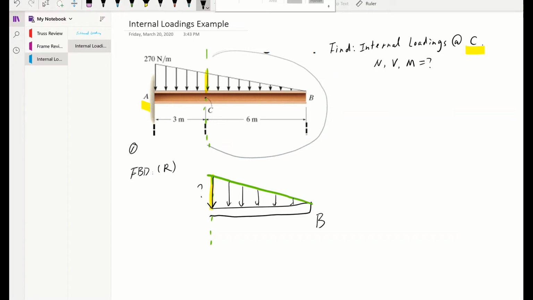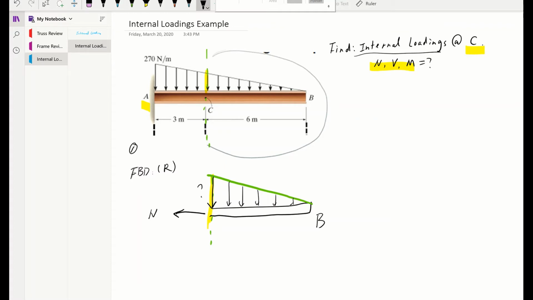But remember, this external force, which for this problem is the distributed load, has to be balanced by what? Internal loadings. So what's the internal loading here? That's where you cut. We're going to use our rules. It's normal, shear, and moment. For normal to be positive, it has to be what? Tension. So to make this tension, on this side we have to be pulling to the left to make it elongated.